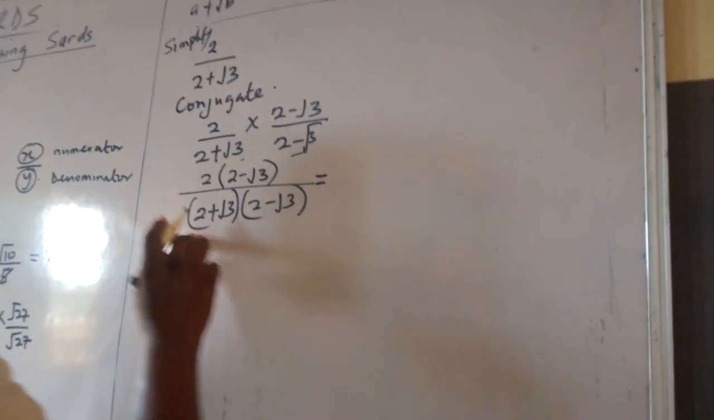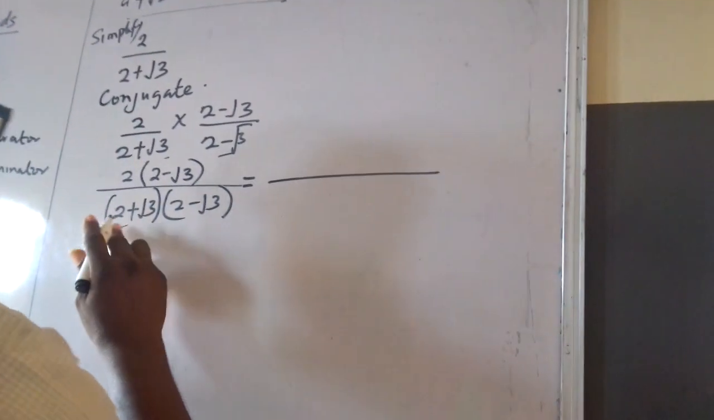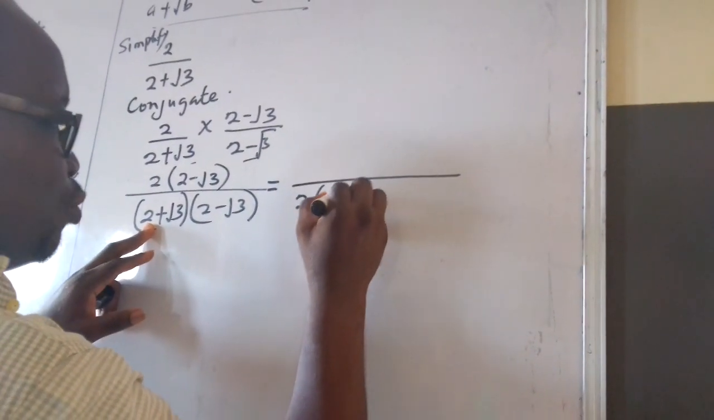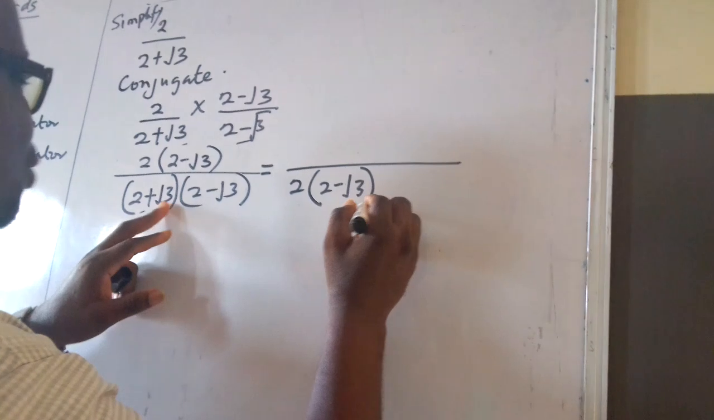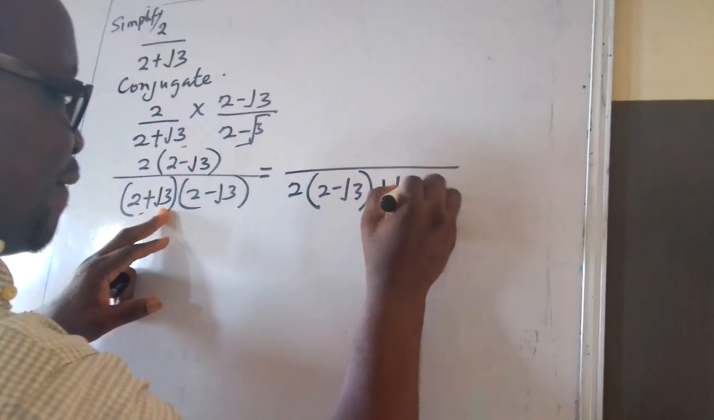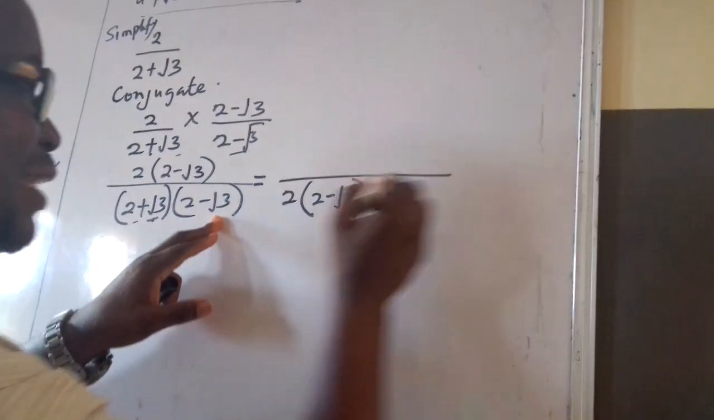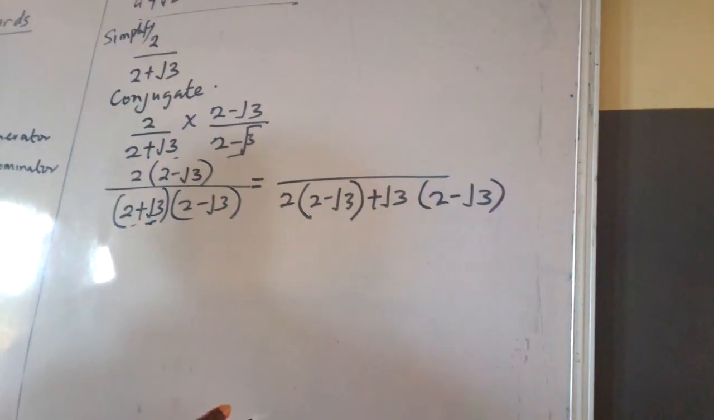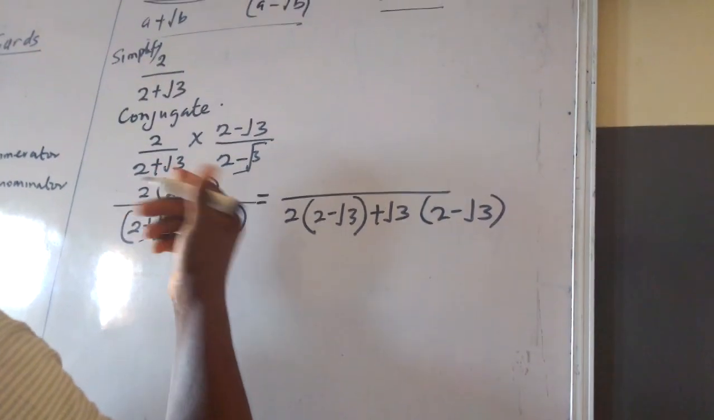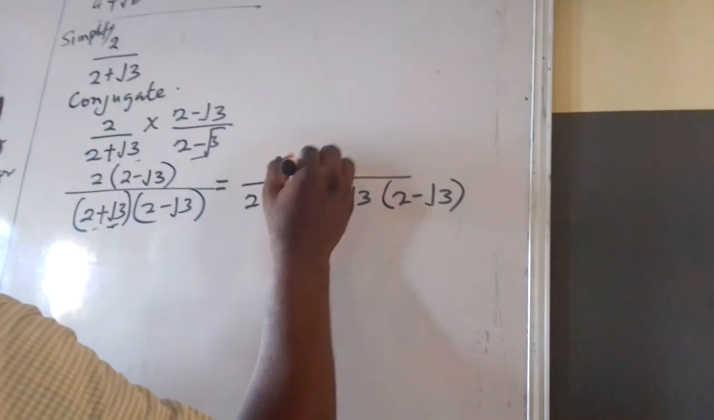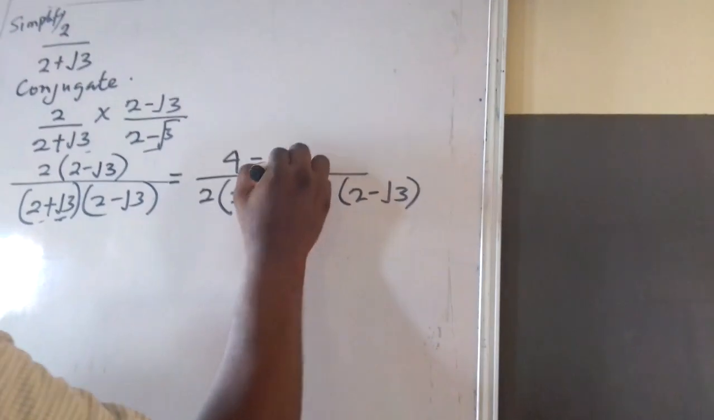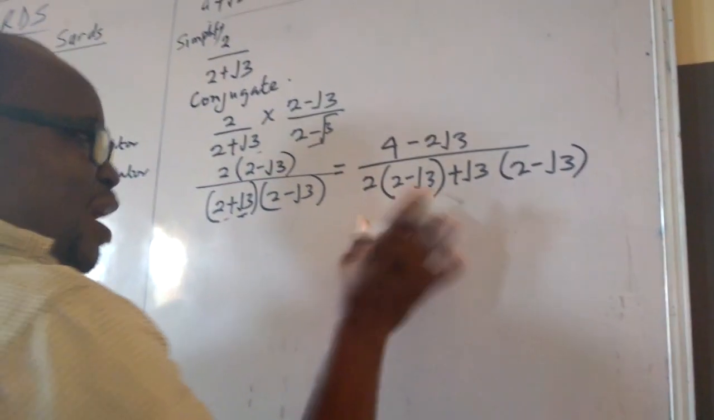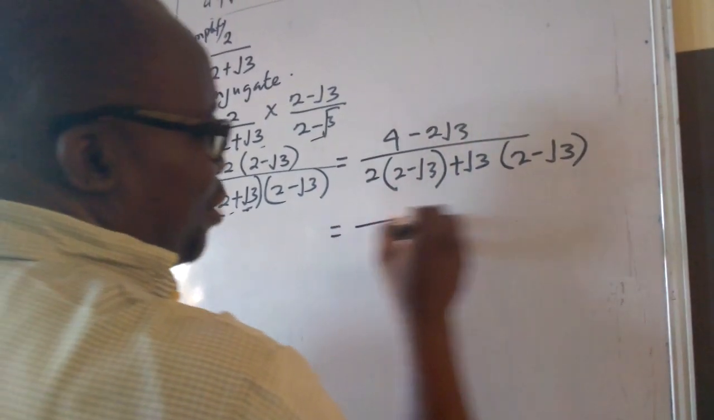So what do I do? I use this, so I will say 2, bracket open, 2 minus root 3, bracket close, plus root 3 here, this root 3 here, multiplying everything here, 2 minus root 3, bracket close. This one, if I open a bracket here, I will be having 4 minus 2 root 3, 2 times this, 4 minus 2 root 3. So I will still need to expand the denominator further.